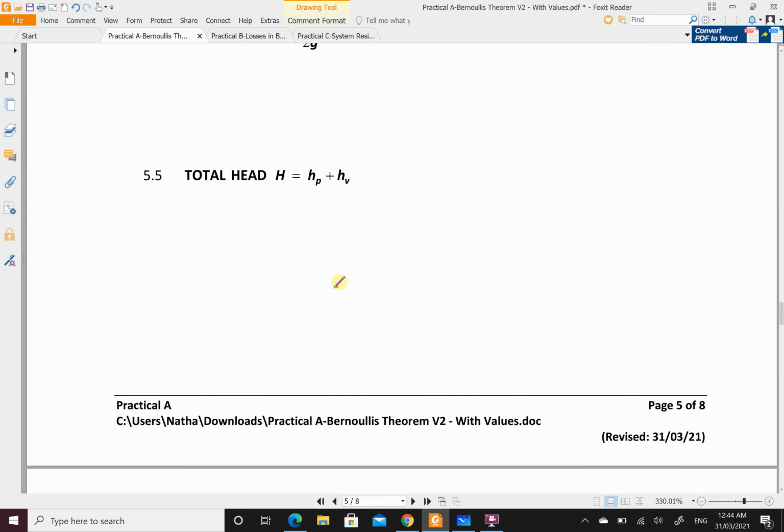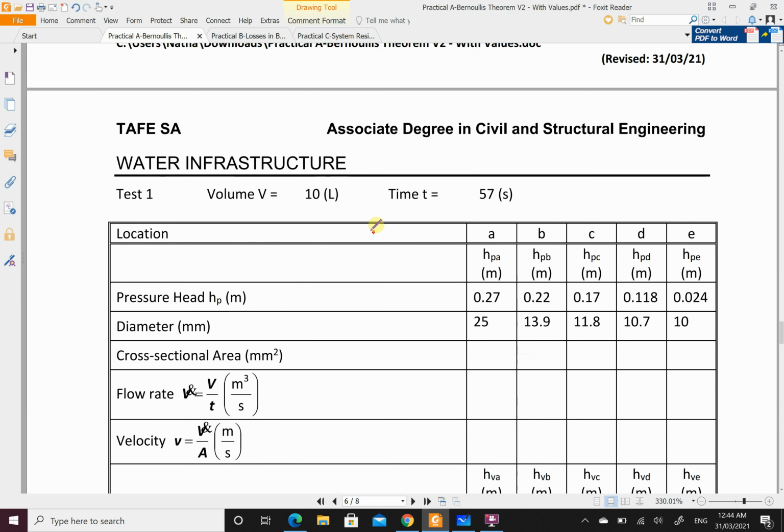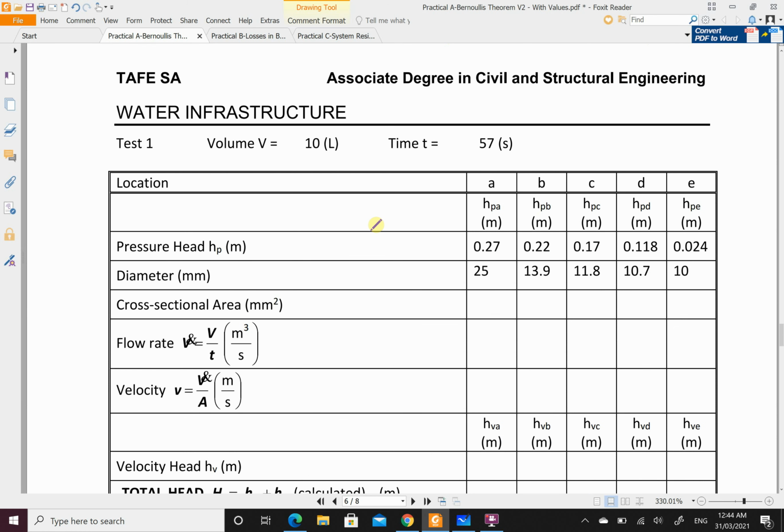Okay, so what do we have to do here? This is where we start. Alright, this is the important bits here. So filling this out, cross-sectional area. Diameter, pi d squared on 4, gives me this area. Do it for all of them. So we fill in through here.